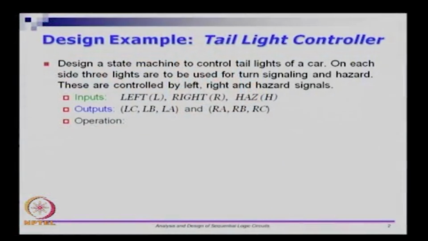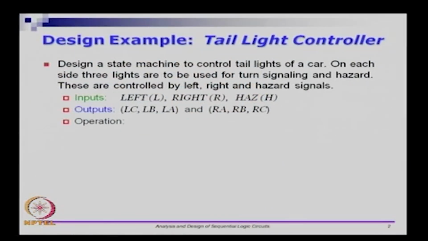From a car's control point of view, when I drive, if I press down the indicator, I want to indicate left, if I press up, I want it to indicate right, and if I press a button, I want it to indicate hazard. So, let us assume that there are 3 inputs, left, right and hazard, which are given to this circuit, and I want to control the tail lights accordingly. The tail lights are going to have some interesting behavior. There are 3 inputs, left, right and hazard, and I am going to have 6 outputs.